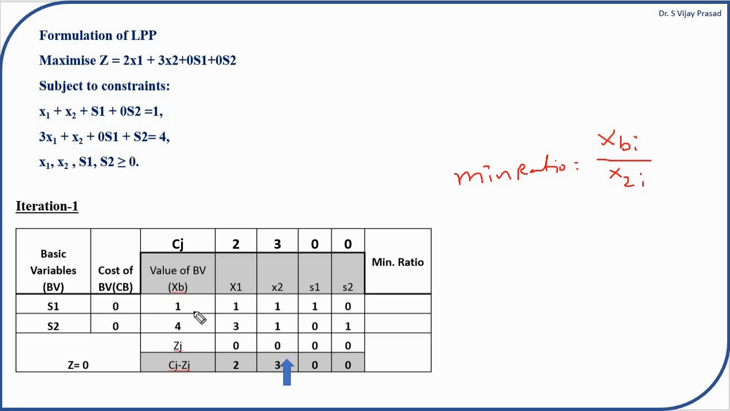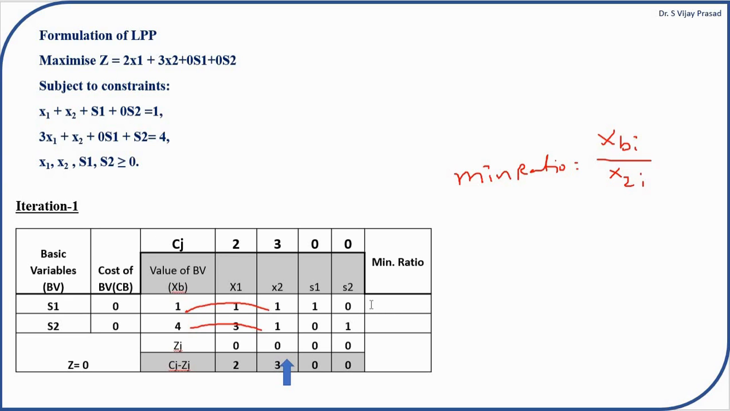Now, what we are going to do is xb divided by this value and xb divided by this value. We are going to write them down here, in the minimum ratio. The xb values, corresponding to the selected column, are 1 and 4. Let us type those values here.